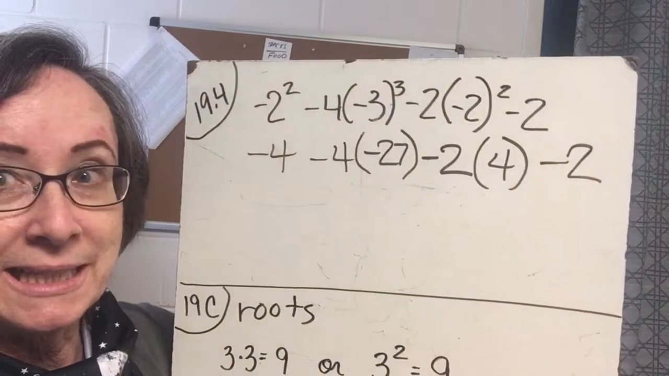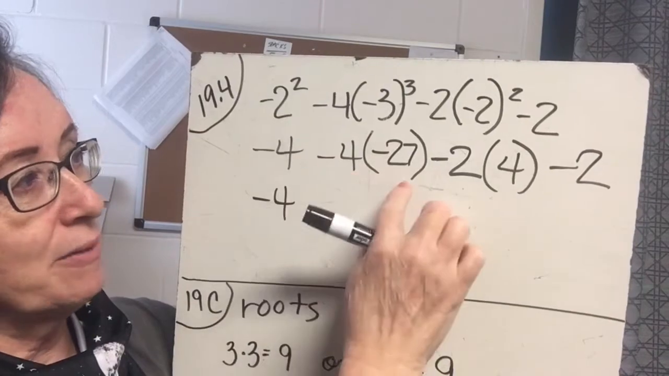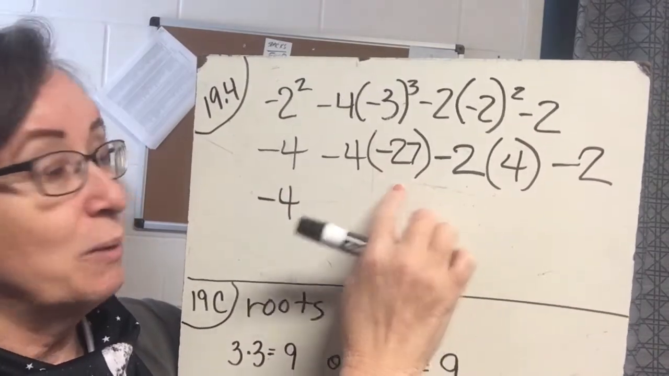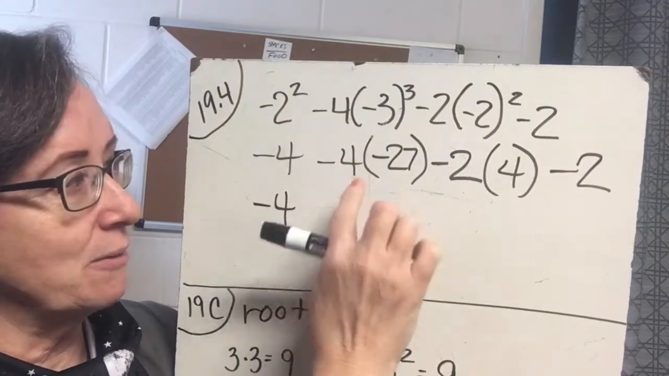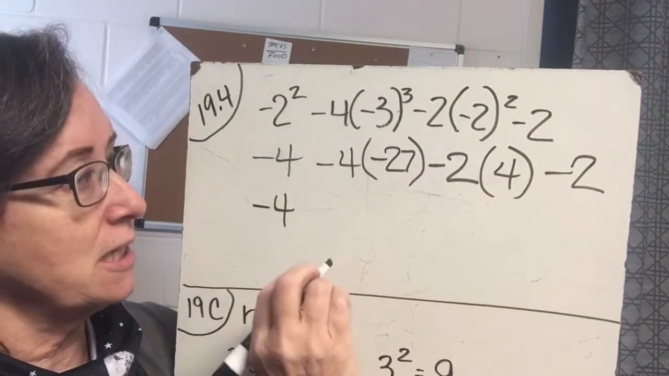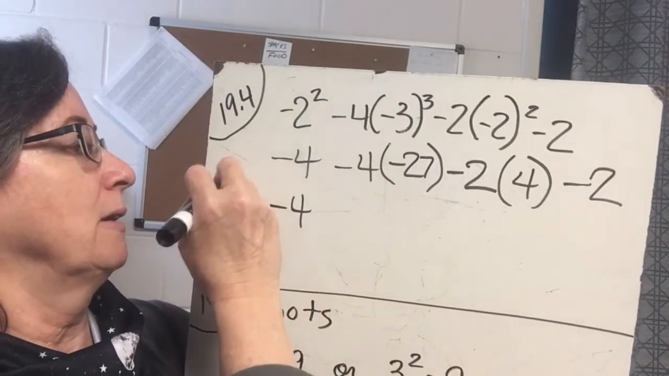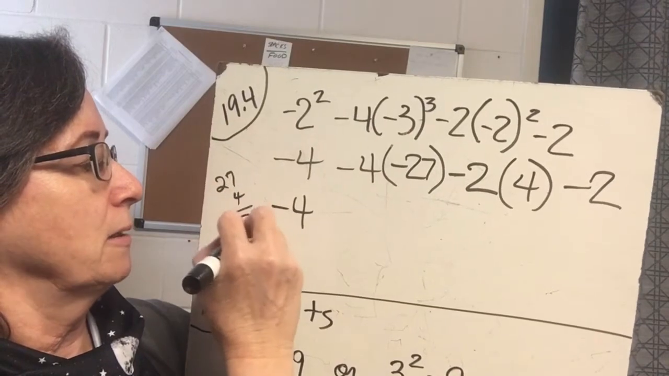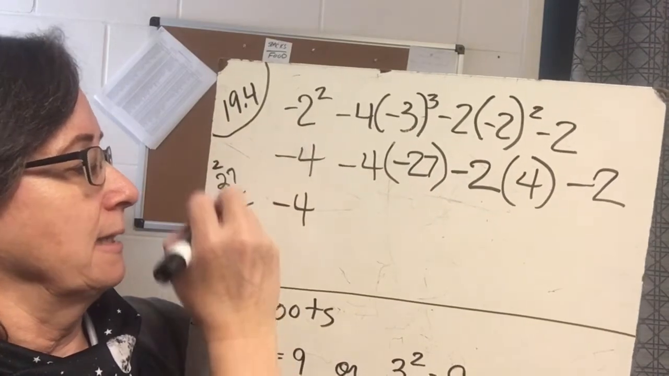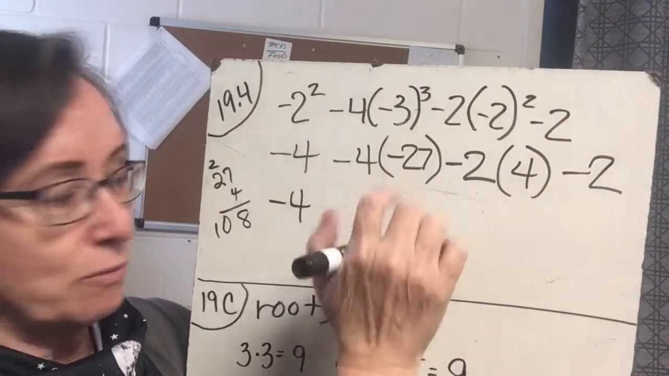So now let's go clean it up some more. So I'm just going to bring down my negative 4. I have a multiplication here, which is a higher priority than this minus is. Okay, so I have to do the multiplication first. So that's going to be 27 times 4. Now, I don't know that right off the top of my head, so I'm going to multiply it out. 28, 8, 9, 10, 108. Okay, so positive 108.